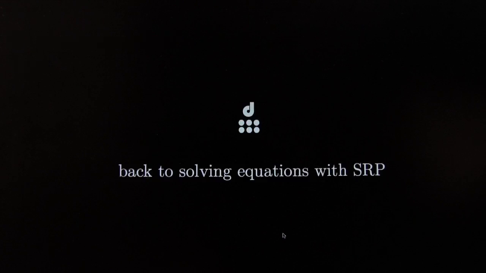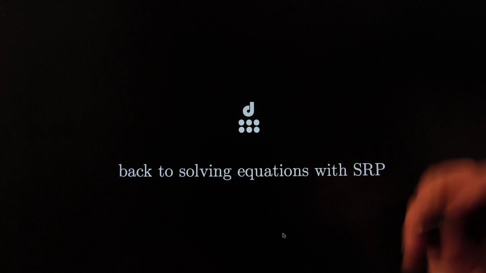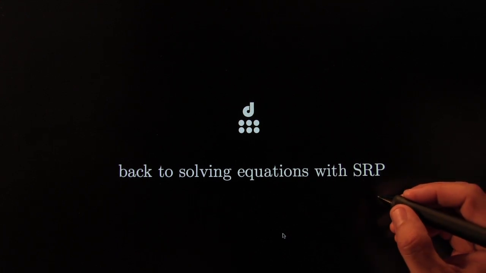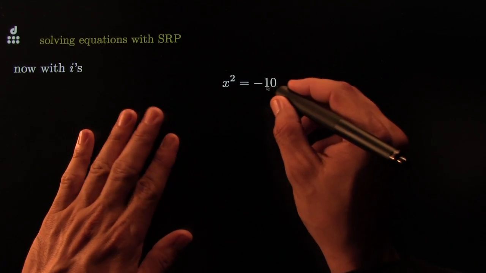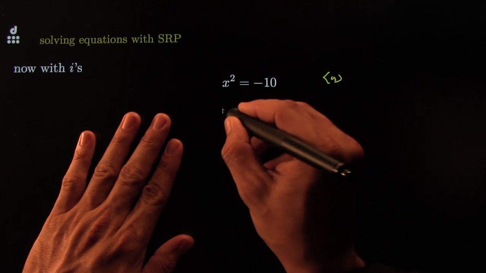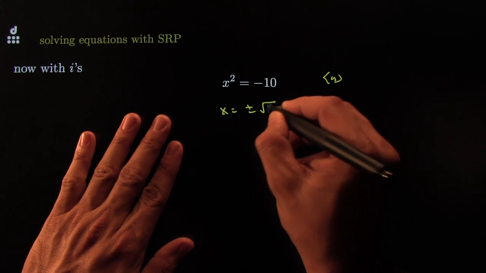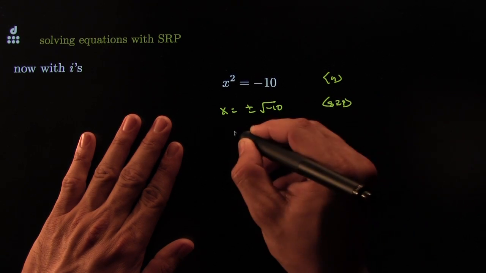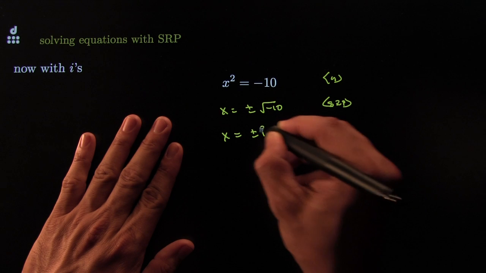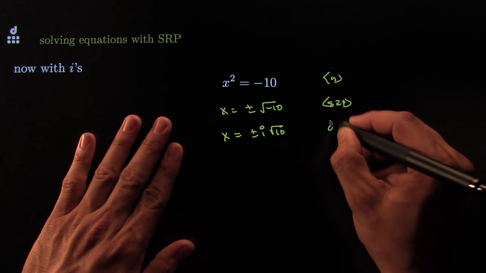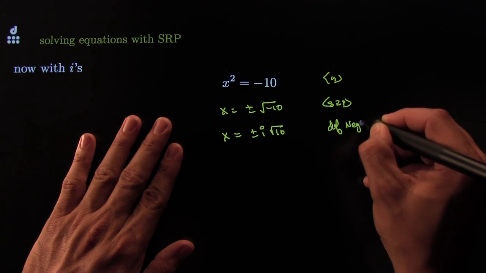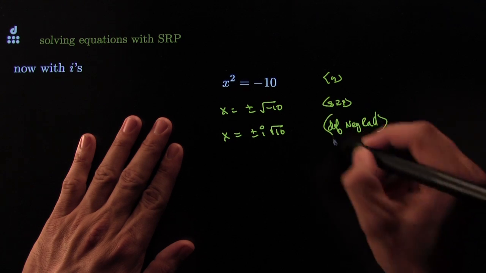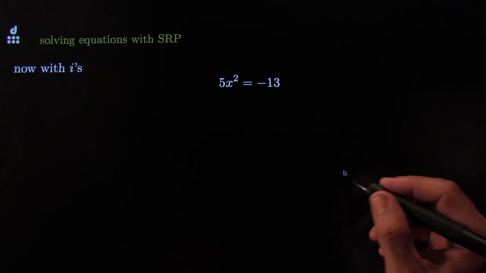So we're back to solving equations with the square root property. With all that experience under our belts, we can tackle any one of these, no matter if there's positive or negative. So if this is given, x would be equal to plus or minus the square root of negative 10 by square root property, and then I can proceed to say x equals plus or minus i times the square root of 10 by definition of negative radicals. Okay? Easy, right? Everything else remains the same.